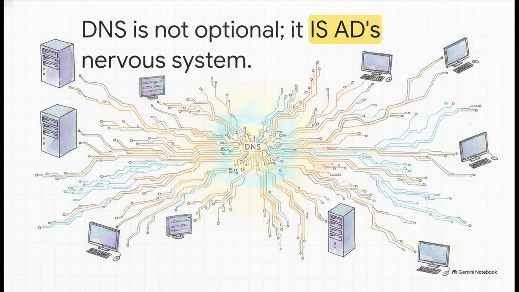If your DNS breaks, clients literally cannot find a domain controller. User logins fail, group policies stop applying, and database replication halts completely. Always, always ensure your domain-joined machines are pointing to an internal DC for their primary DNS.